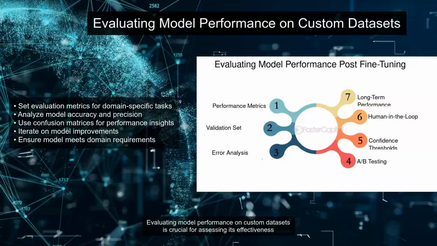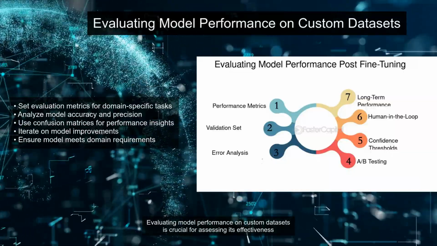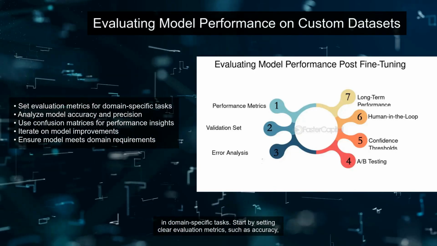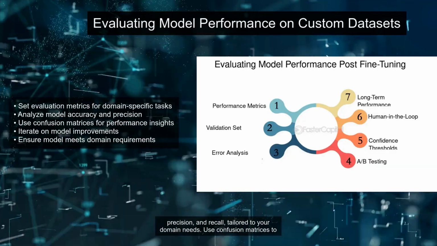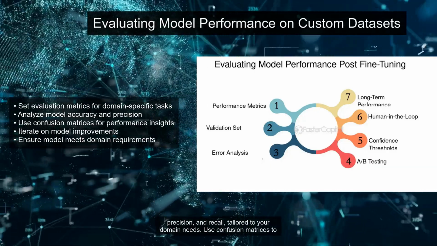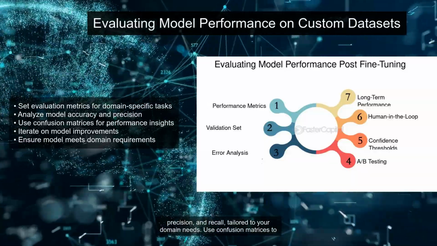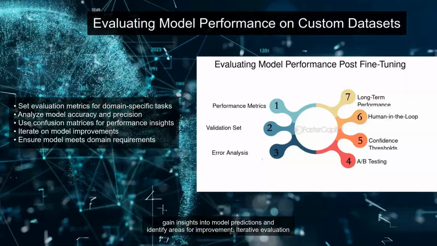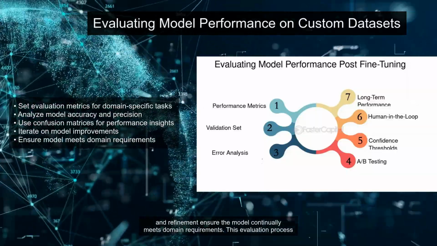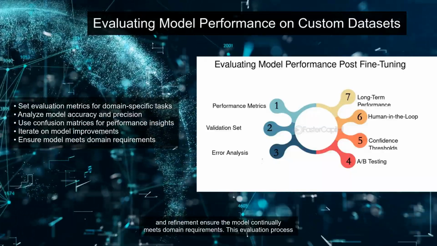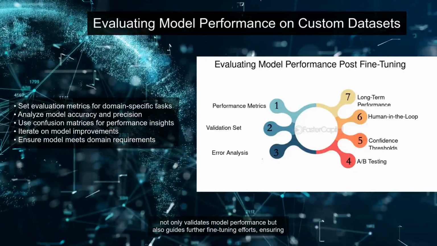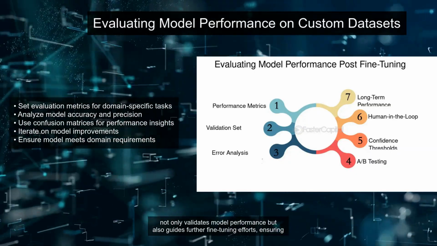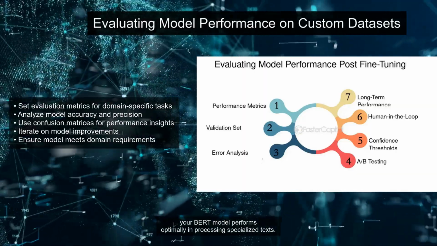Evaluating model performance on custom datasets is crucial for assessing its effectiveness in domain-specific tasks. Start by setting clear evaluation metrics, such as accuracy, precision, and recall, tailored to your domain needs. Use confusion matrices to gain insights into model predictions and identify areas for improvement. Iterative evaluation and refinement ensure the model continually meets domain requirements. This evaluation process not only validates model performance but also guides further fine-tuning efforts, ensuring your BERT model performs optimally in processing specialized texts.